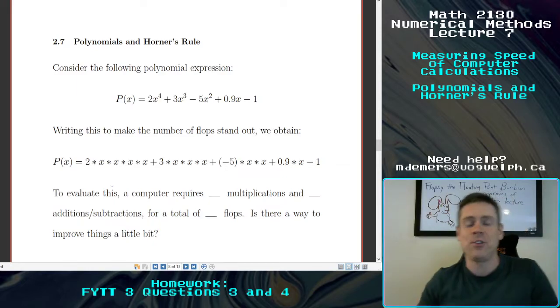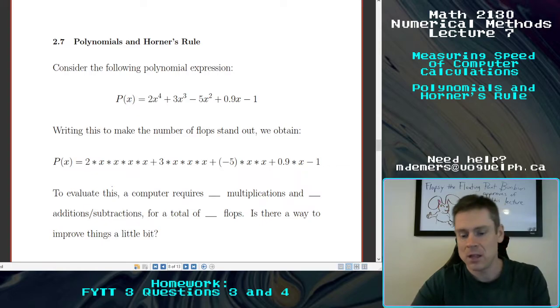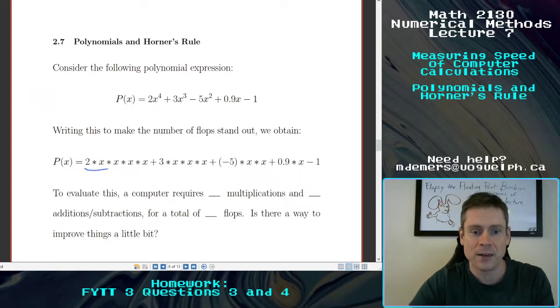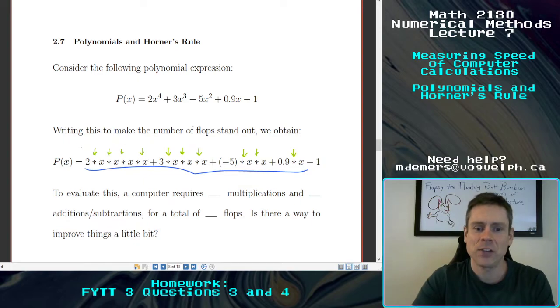So if we want to take this example of a p of x here and write it so that we have a number of flops that stands out, so we can count it, okay? I've rewritten the expression for you in the notes right here. And if we go through and we count, we need a certain number of multiplications right there. There's more multiplications here, 2 of them for the x cubed plus another one between the coefficient and the x. We have more right here, and we have another one right there. So it looks like we have 4, 3, 2, 1. We have 10 multiplications in total.